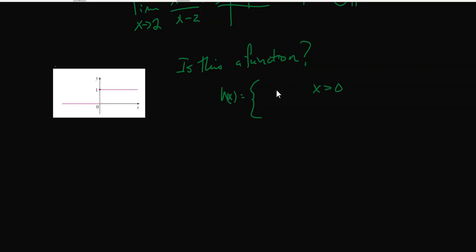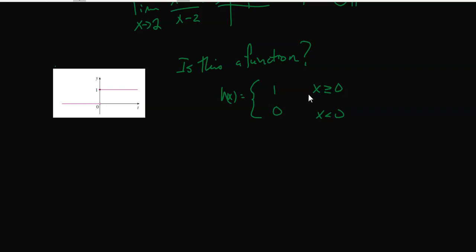When x is greater than 0, it's always equal to 1. And when x is less than 0, it's always equal to 0. That's the height. The height is 1 when we're to the right of 0. When we're to the left of 0, the height is 0. So this is it, except we need this here too.